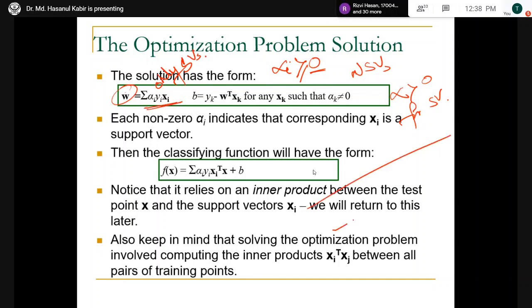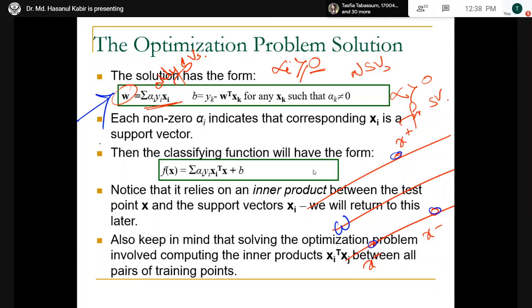That means, if I draw it again, in order to find this value of W, I only have to take a linear combination of the support vectors only, and this can give us the value of W.